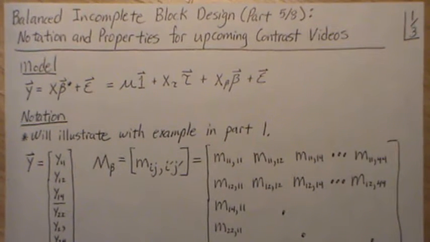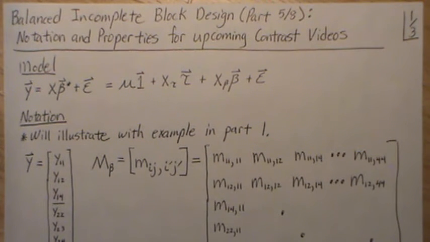Hello, this is the next video in a playlist that I'm calling General Linear Models Design of Experiments. And this is part 5 of a little mini series that we're doing called Balanced Incomplete Block Design. And in this video, we're going to look at developing some notation and proving some properties that we're going to use in the next 2 videos about contrast in the Balanced Incomplete Block Design.